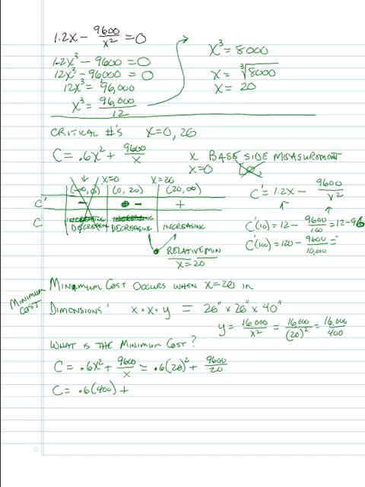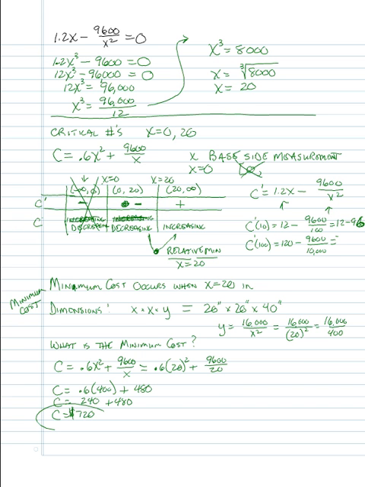Oh, what is that, 480? I believe that's 480. Okay, double check me there, but I believe that's correct. So 0.6 times 400 is 240 plus 480. Of course, it's a big box, okay? So the cost is, what is that, $720, isn't it? The cost of this box is $720.